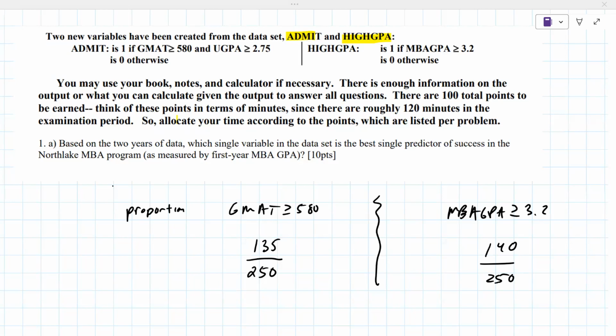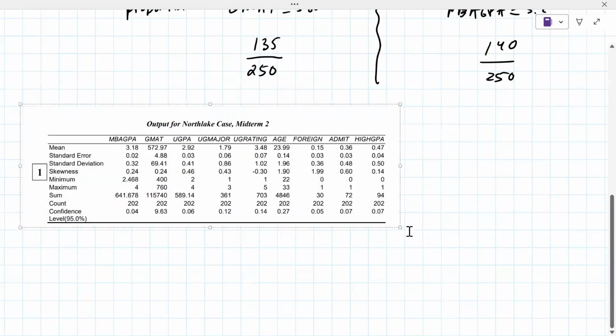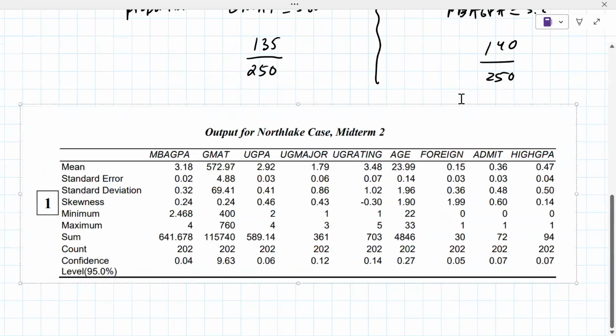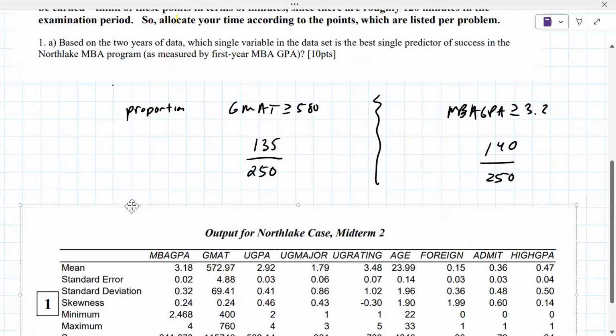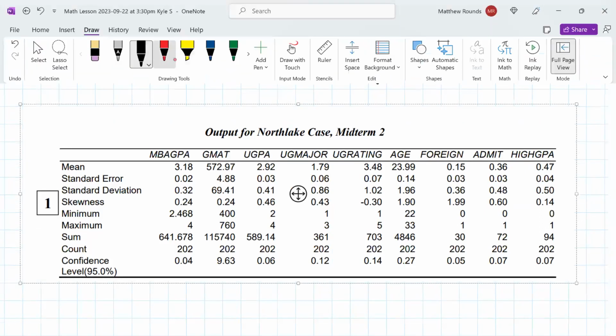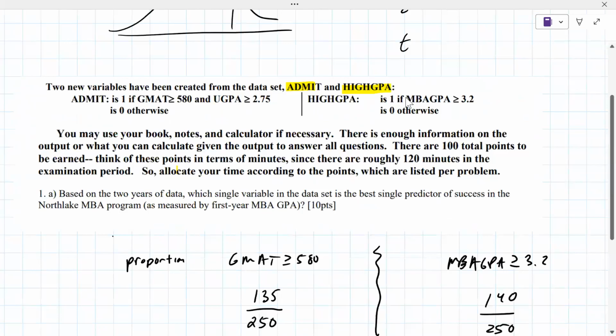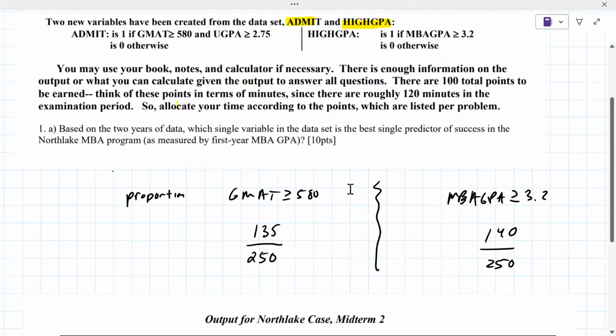All right. So this is for problem one. Let me go grab it here. All right, so lots of stuff here. So we got MBA GPA. We care about the count. So the count of MBA GPA is 202. That's what I was looking for over here on the right, like how many. Because it says here it's a one if the GPA is greater than 3.2 and a zero otherwise. And so we have that.